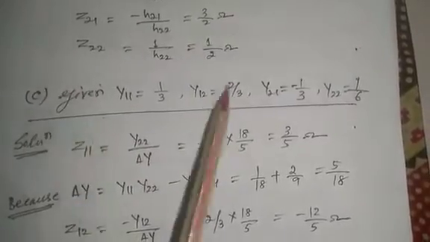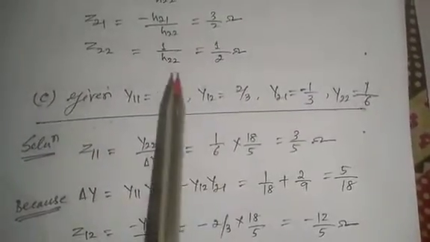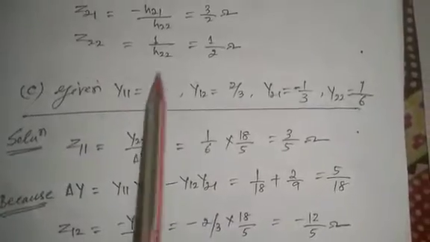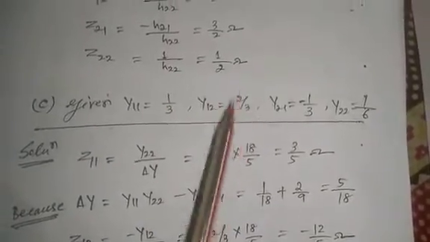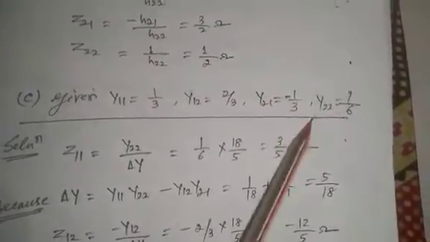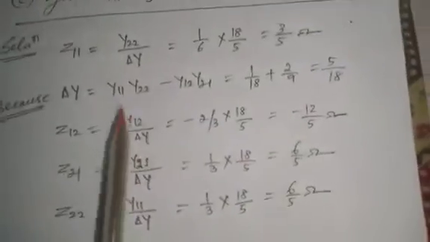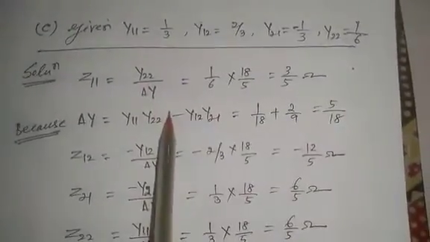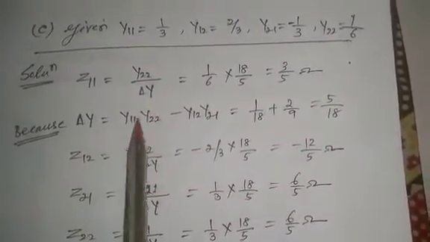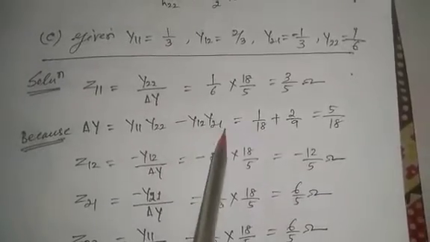Then next, if the y parameters are given, our target is to calculate the z parameters, that is, the z parameter in terms of the y parameter. Here y11 is equal to 1 by 3, y12 is equal to 2 by 3, y21 is equal to -1 by 3, y22 is equal to 1 by 6. Then we calculate the z parameter. Directly use z11 is equal to y22 divided by delta y. What is delta y? y11 into y22 minus y12 into y21.